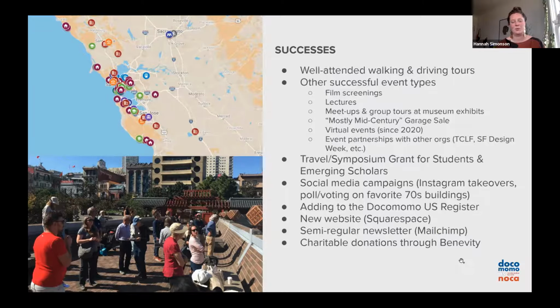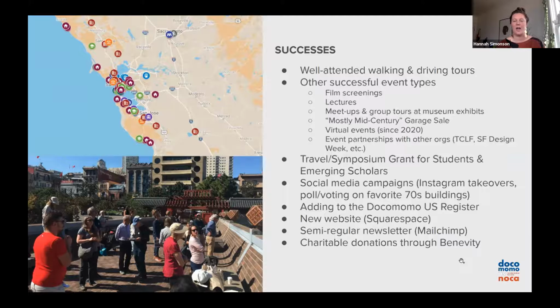Our most recent tour day event was virtual because of COVID, and we took that opportunity to tour a few sites from as far south as Santa Cruz and as far north as Sea Ranch. So it really spanned the geographic area of Northern California, which was great. And this photo at the bottom is from our last in-person tour that we were able to have, which was in Chinatown in San Francisco, which was really fun.